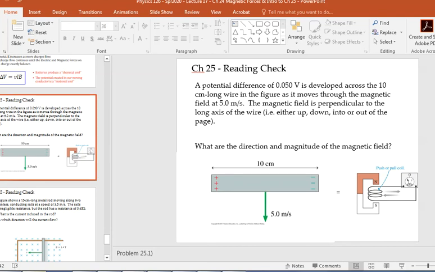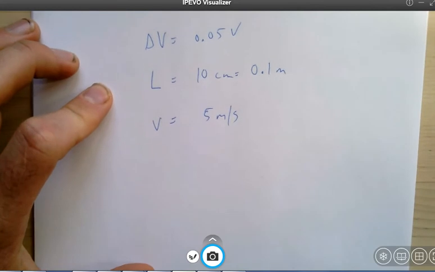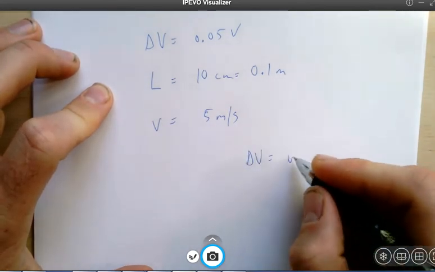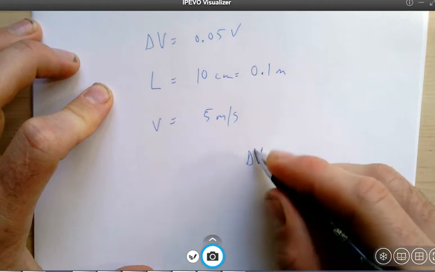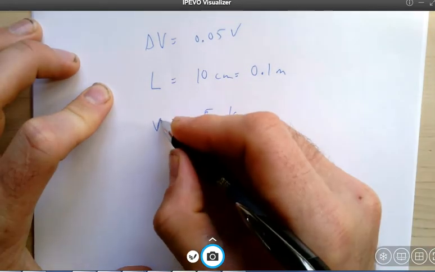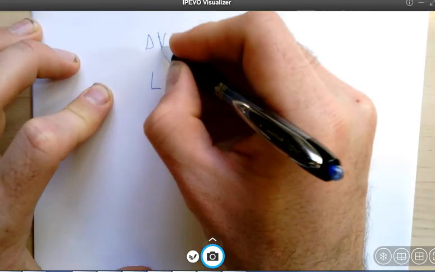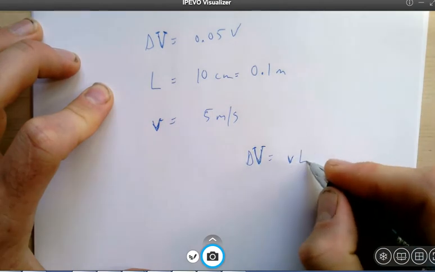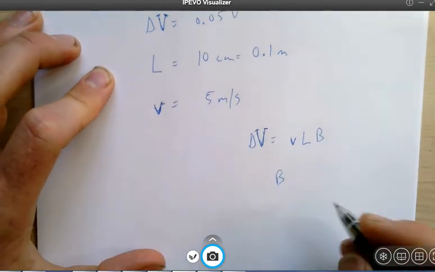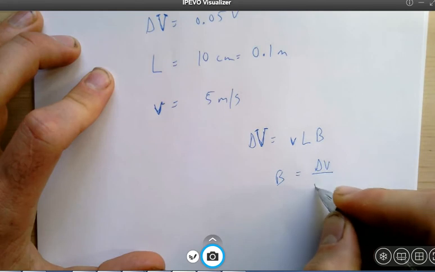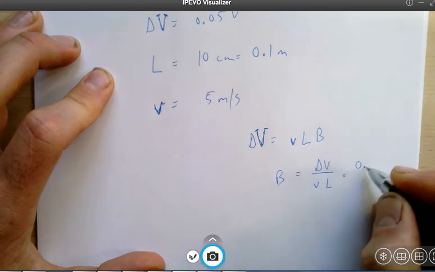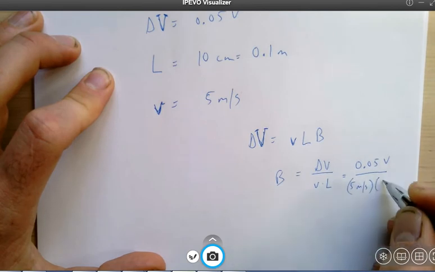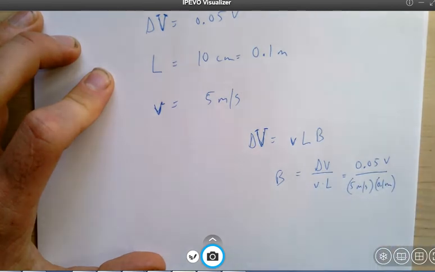And in this case, we're supposed to figure out, well, what is the strength of the magnetic field? Well, if delta V, the voltage difference across this wire, is equal to vLB, not to be confused with voltage here, so that's another sort of pitfall that we have to watch out for. So this is v, lowercase v, and this is V, uppercase V, right? So I can try to maybe distinguish those here. We notice that we can actually solve for the magnetic field here as delta V divided by v times L. So this is going to be 0.05 volts divided by 5 meters per second times 0.1 meters.